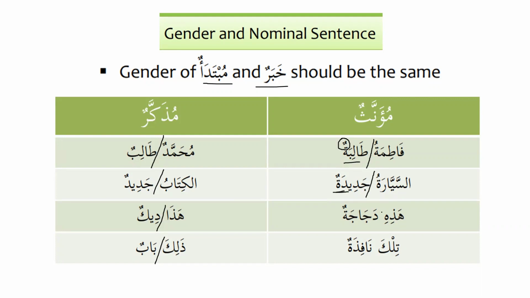Similarly, if you want to say this is a chicken, هذه دجاجة, and that is a window, tilka nafidatun, that is a window. So now we can see that ذلك is used for masculine and tilka is used for feminine, for far distance, and hadha is used for masculine and هذه is used for feminine, for near distance, something that is nearby.